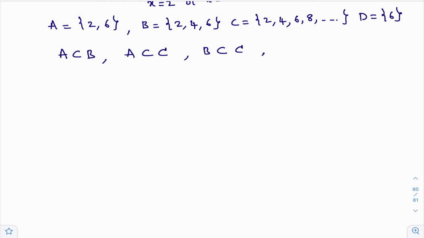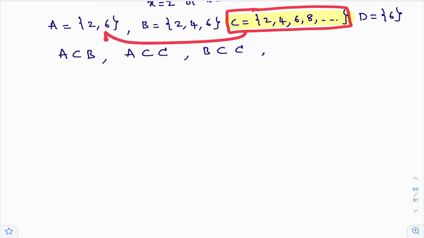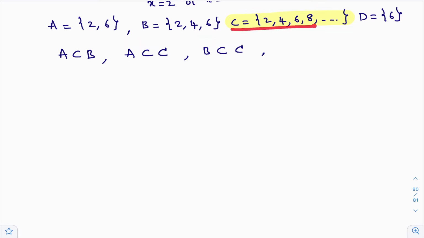Now I'll take set C. Check whether set C is a subset of A. Are all the elements present in C present in A? No. Actually 4 is present in C but 4 is not in A. So C is not a subset of A. Now check whether C is a subset of set B. Actually 8 is there in set C which is not in set B. Here C is not a subset of B. Now check whether set C is a subset of D. No. Actually 2 is there in set C that is not in set D. So C is not a subset of D.